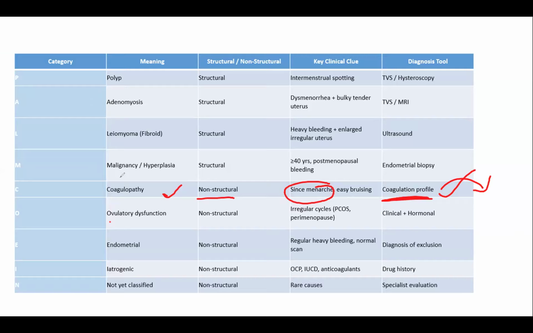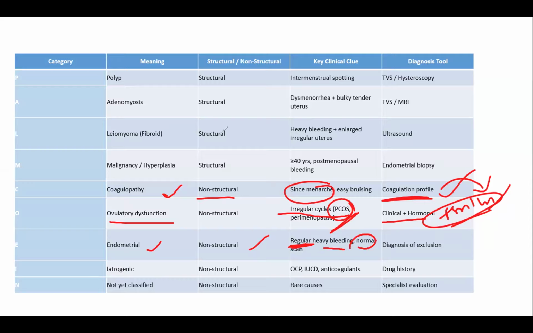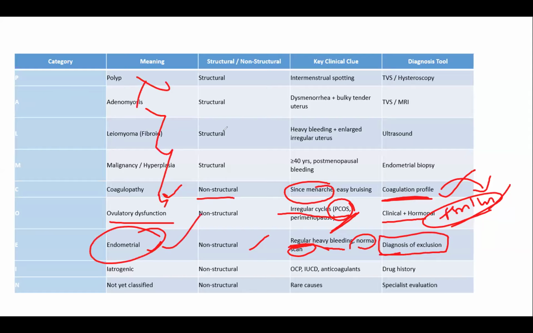non-structural. Second one is ovulation dysfunction, that is irregular cycles. I was telling you multiple times, irregular means anovulatory. PCOS is the most common cause. How do you go with this? Clinical and hormonal testing like FSH, LH, and all those things can be checked to assess the irregularity. Endometrial is also non-structural. It will cause regular heavy bleeding, not irregular, regular heavy bleeding. And on scan, everything will be normal. This E will come as a diagnosis of exclusion. Like you have done everything, no, then you think of endometrial. Directly, you cannot tell that it's endometrial.